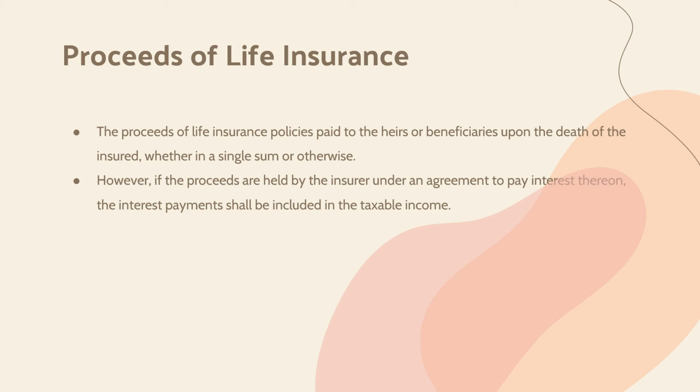And when we say life insurance, it is a security or protection against loss, and our loss here is the life of people who are insured. So once that person dies, the life insurance policy will pay a certain amount to the heirs or beneficiaries, and therefore that will be exempted under this part.